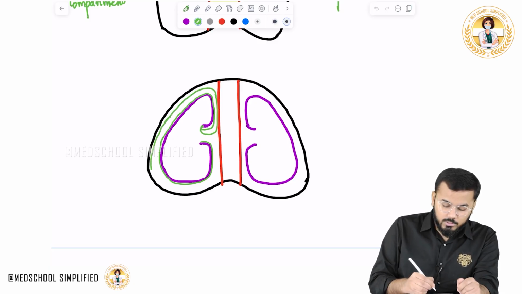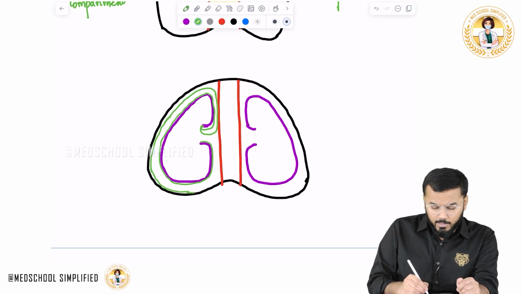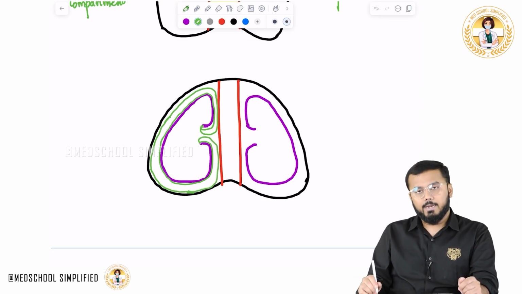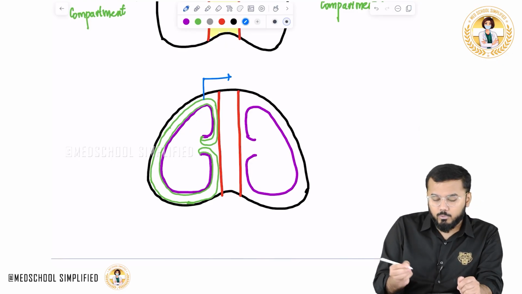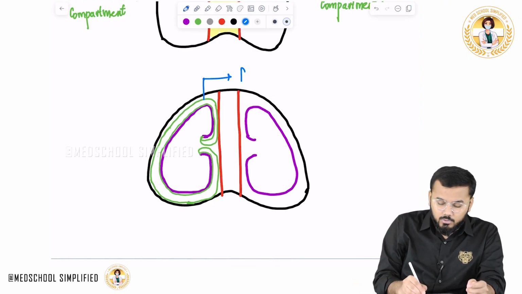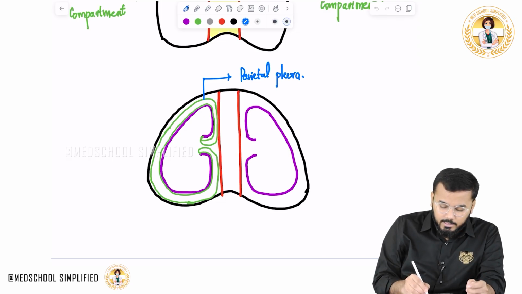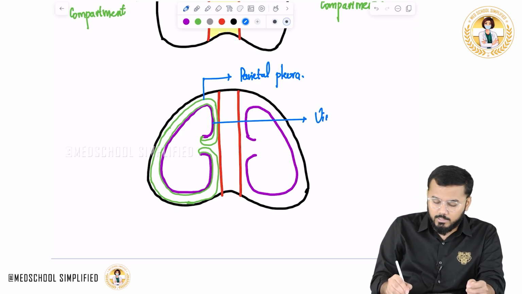Surrounding this visceral pleura we have another pleura which is lining the innermost surface of the thoracic cavity. This black colored one is your thoracic cavity. So it is lining the innermost part of your thoracic cavity. This pleura is called your parietal pleura. So here we have two different types of pleura. The one lining the innermost surface of the thoracic cavity is called the parietal pleura, and the one lining the lung is called the visceral pleura.